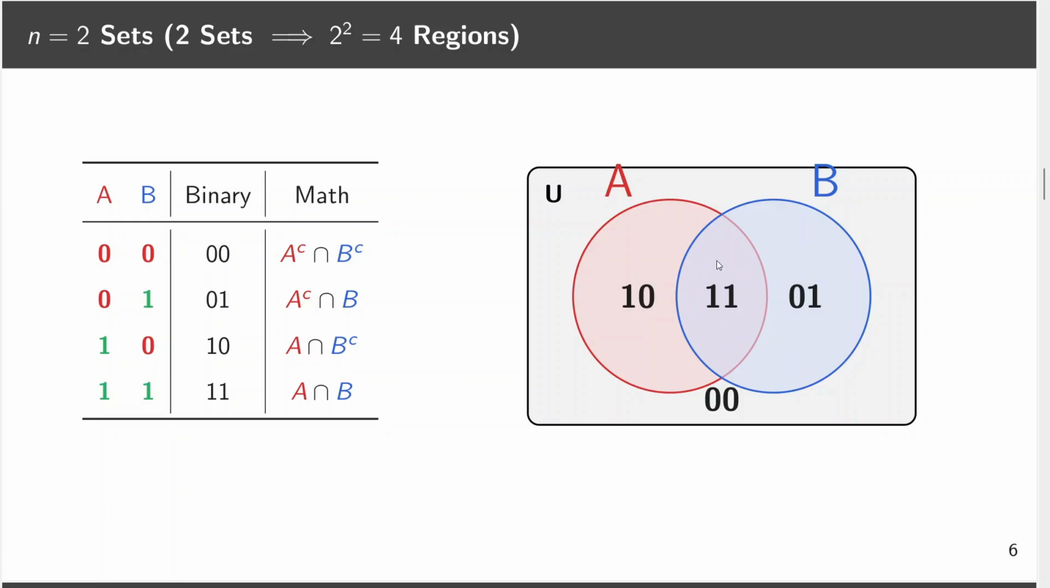Now let's picture the diagram. Again, we have a large rectangle, our universe U. Inside the rectangle, we have two overlapping circles. The left circle represents set A. The right circle represents set B.